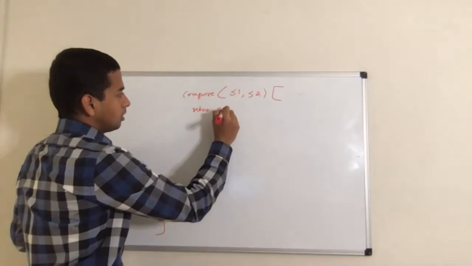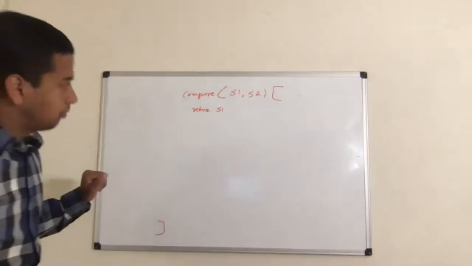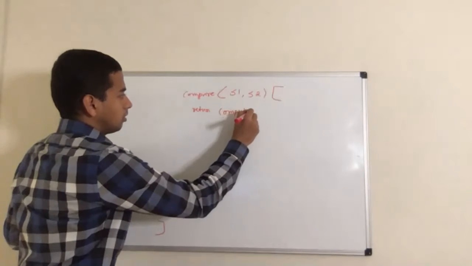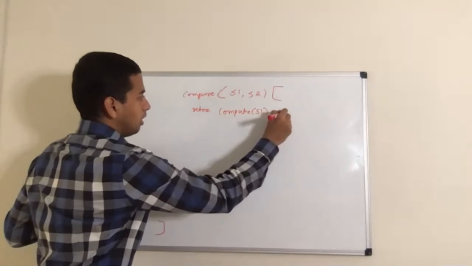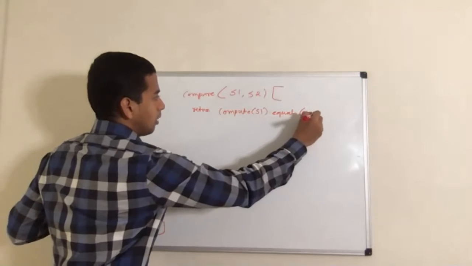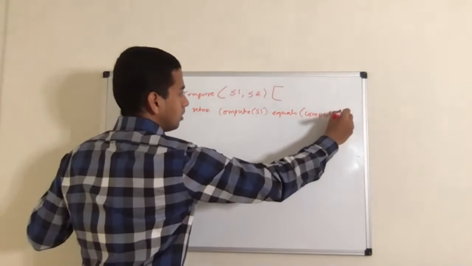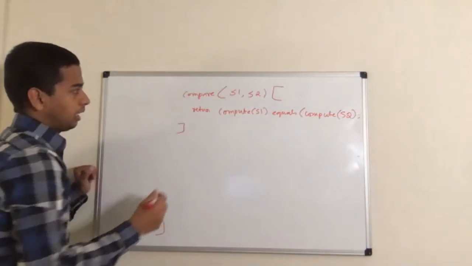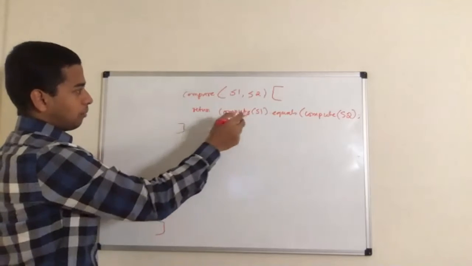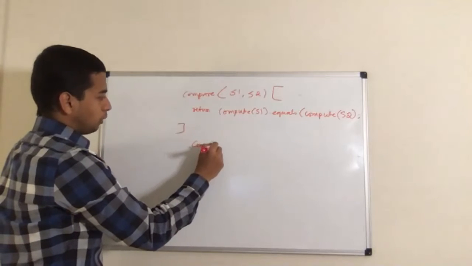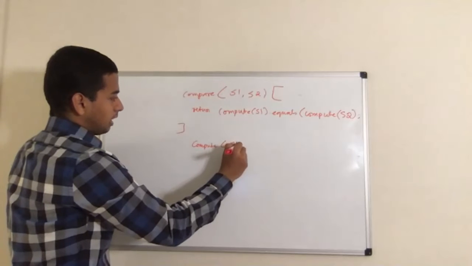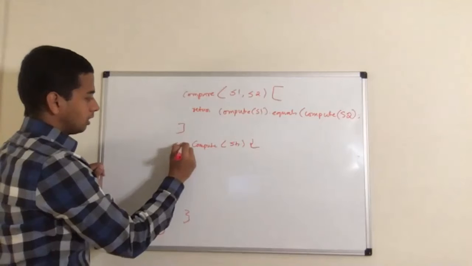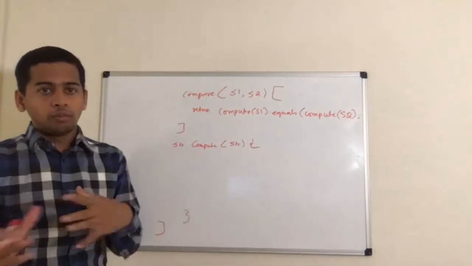compute of S1 dot equals compute of S2. So I'm going to create a new method called compute. What I'm writing is the compare method, and I'm writing another method called compute. Compute will take one string input and return the final string output. So this compute is where I'm going to do that backspace operation.